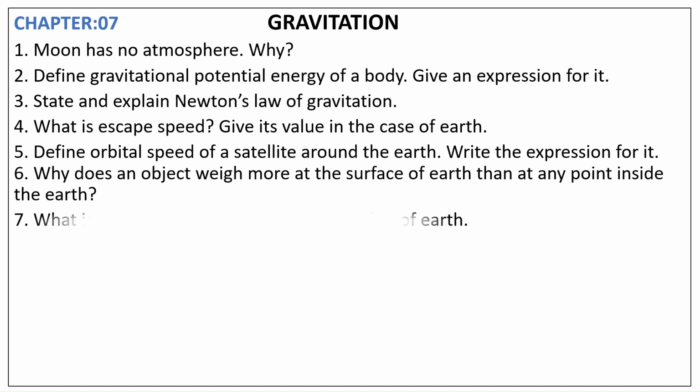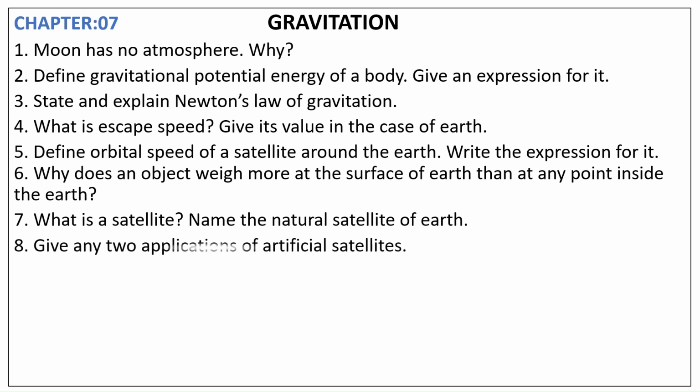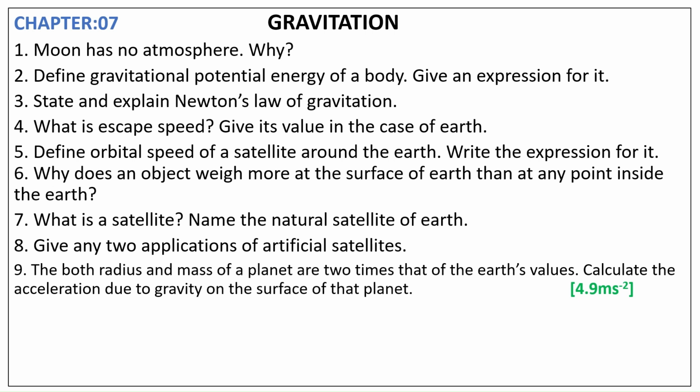6. Why does an object weigh more at the surface of Earth than at any point inside the Earth? 7. What is a satellite? Name the natural satellite of Earth. 8. Give any two applications of artificial satellites. 9. Both the radius and mass of a planet are 2 times that of the Earth's values. Calculate the acceleration due to gravity on the surface of that planet. Answer is 4.9 meter per second square.